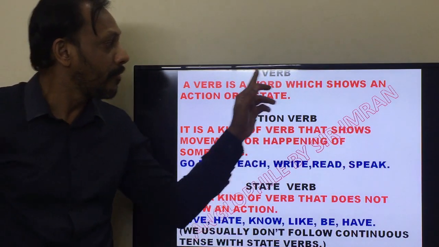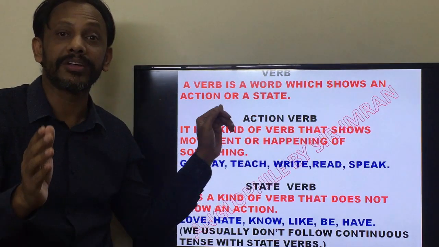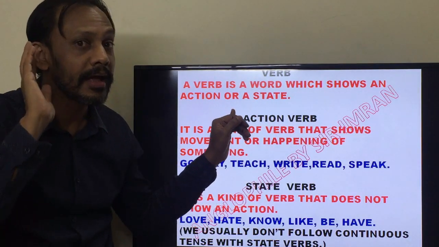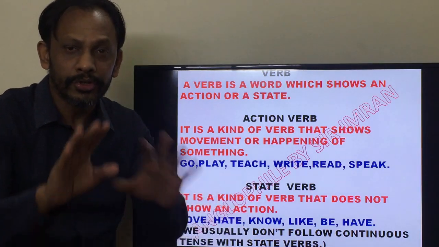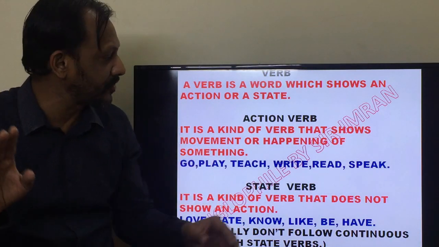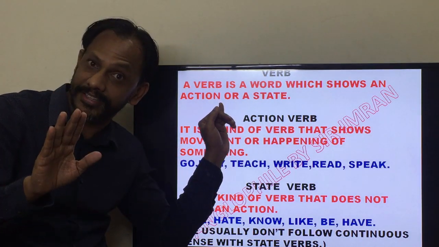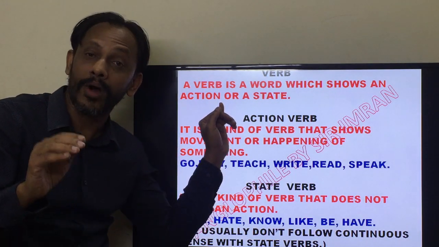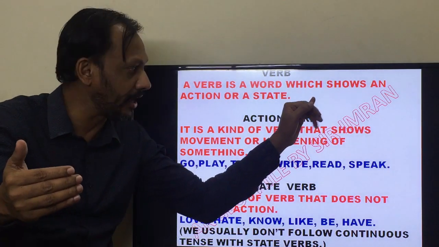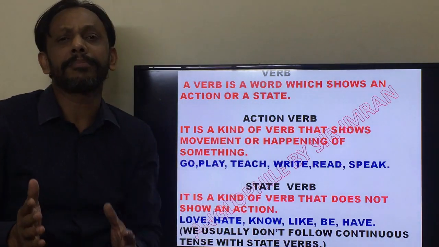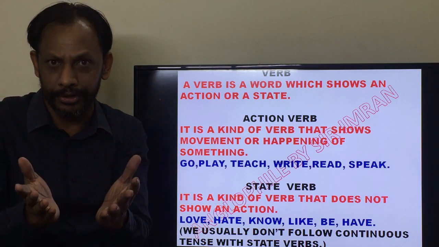Here we go. A verb is a word which shows an action or a state. Once again, a verb is a word which shows an action or a state. So what you learned in school and college, that a verb is a word which shows an action, I agree that a verb shows an action. But remember what I'm teaching you now, a verb is a word which shows an action or a state. A state means a kind of verb that does not show an action. It could be something new for you.